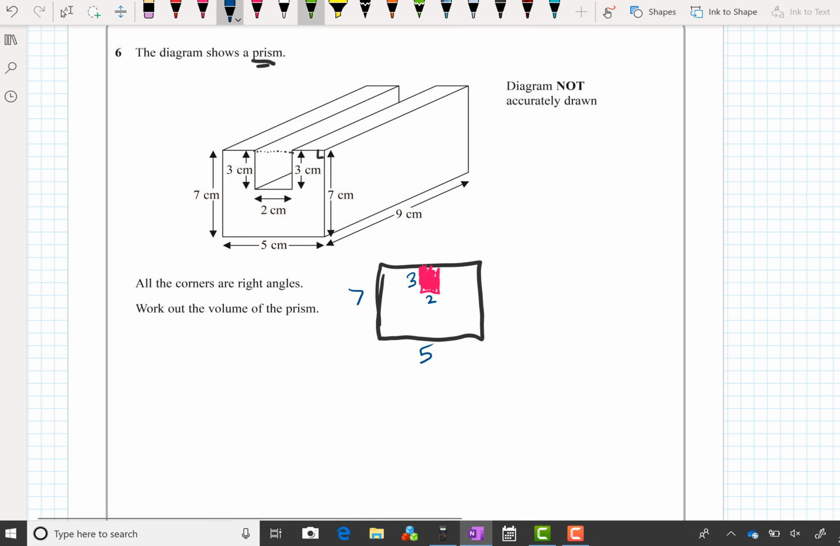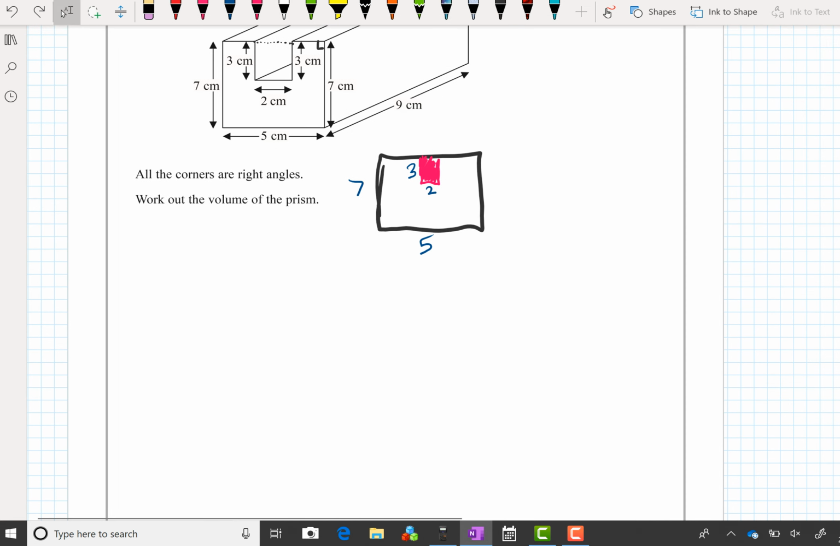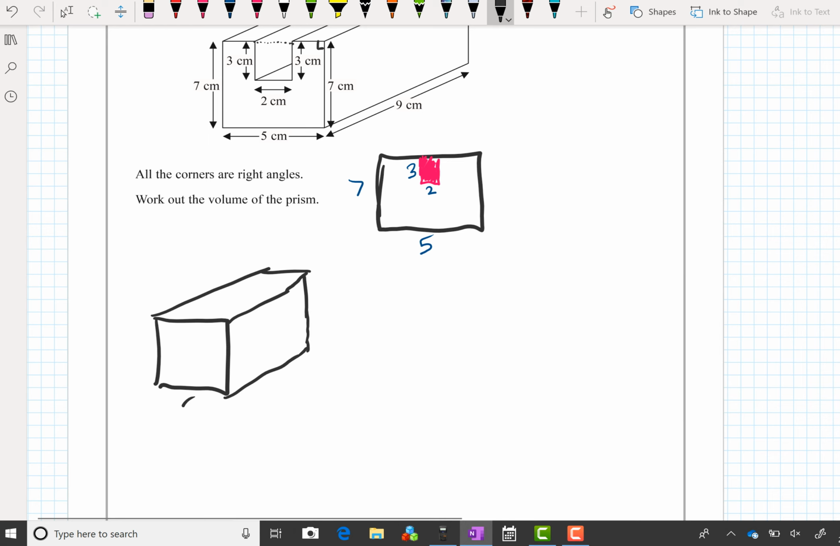You could work out the volume of this object, if I show you. I've got my 3D drawing, terrible, 5, 7, 9, and then we work out the volume of this part, and then if we work out the volume of this little section, we subtract it. There's many ways you can tackle this.